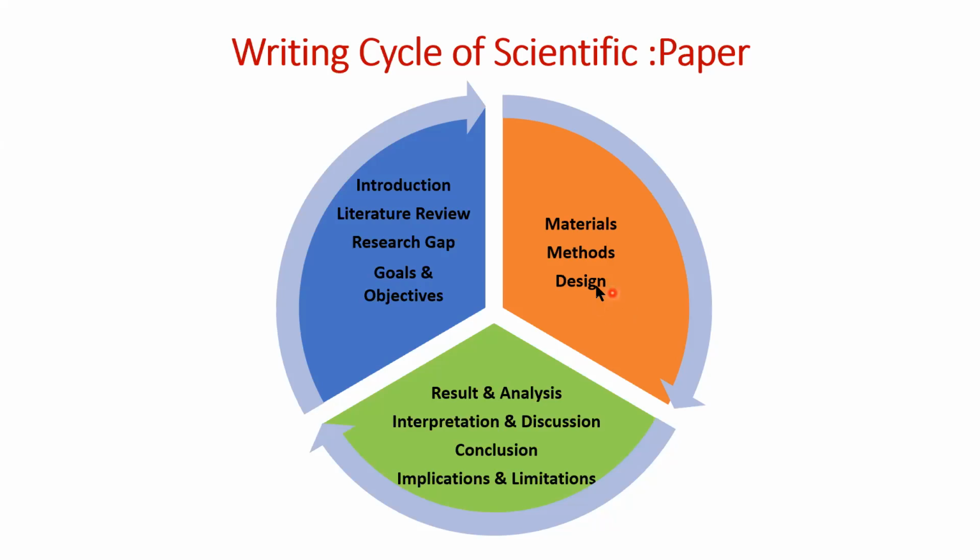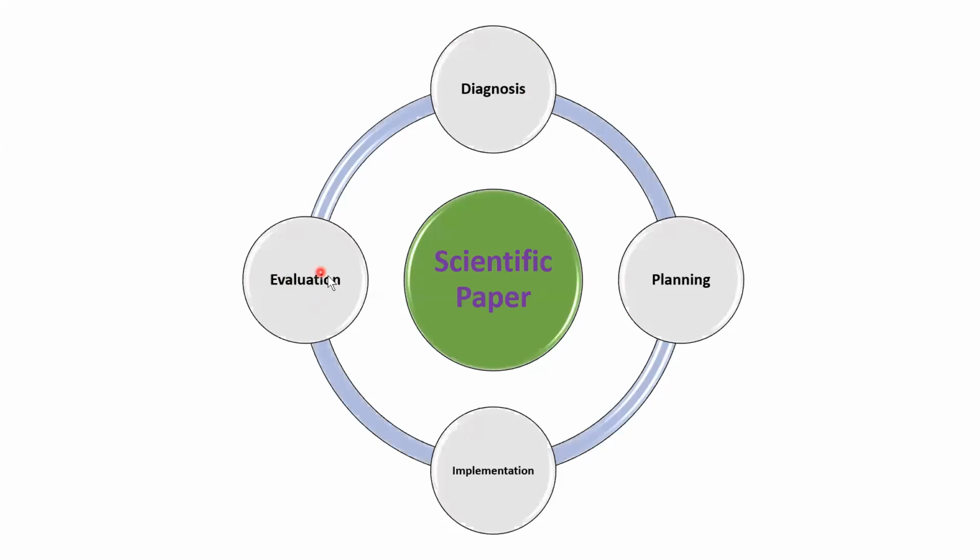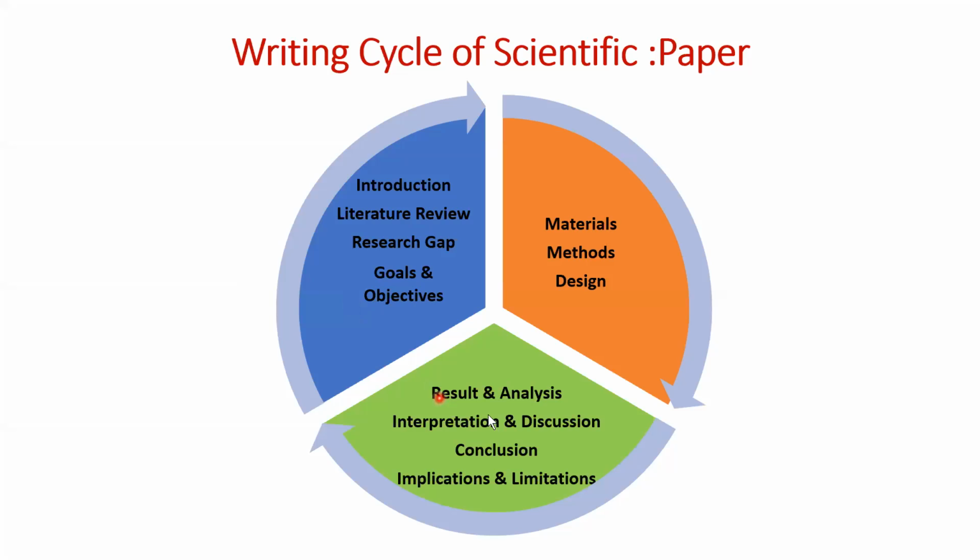So then you have a materials and method, which is the implementation methodology, that which method you will choose, what kind of experiments you will conduct. And then we have result analysis and interpretation, discussion, conclusion, implication, and limitation. So that is basically evaluation, which we have already discussed here, the fourth part. So in this way, we can develop a research proposal and then we can have a scientific writing.